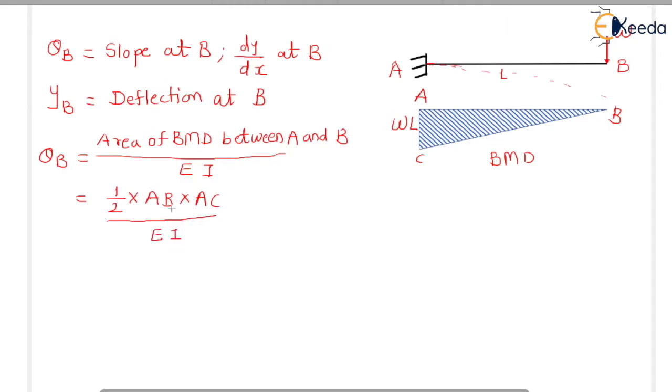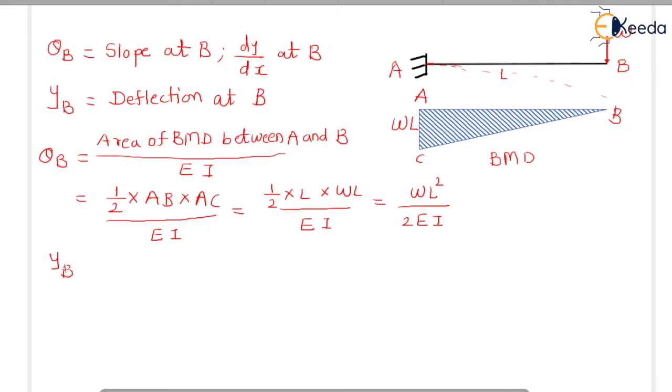If we substitute, AB is nothing but the total span, that is L, and AC is WL. So we can write half of L into WL divided by EI, and we get WL square by 2EI. So this is the slope at B.